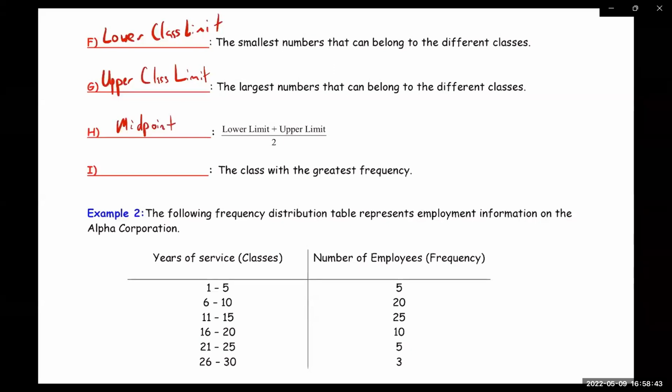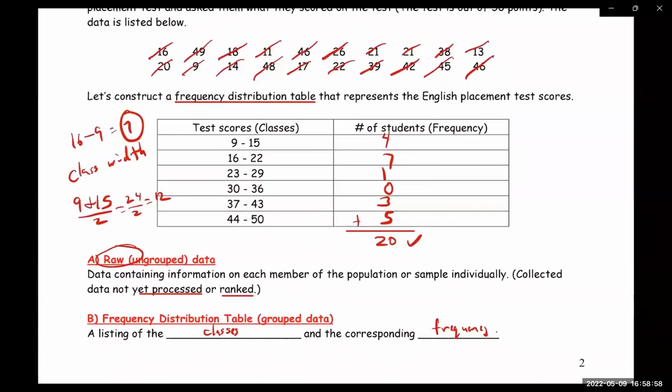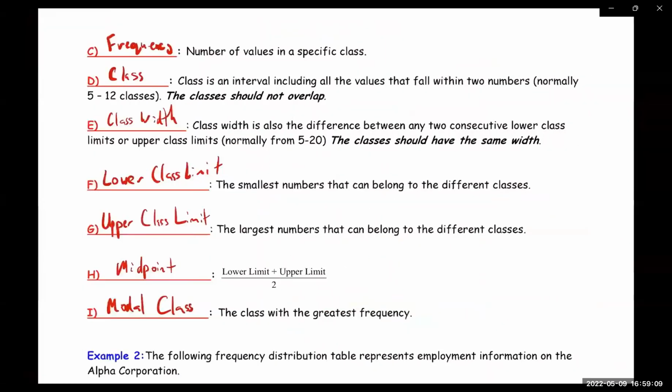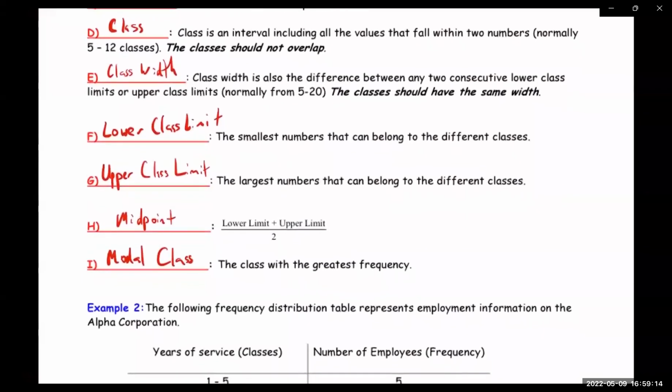The class with the greatest frequency, that is called the modal class. So whichever has the highest frequency is called the modal class. So over here, this would be the modal class, 16 to 22, because 7 is the highest number in this frequency list. So that would be the modal class, 16 to 22. All right, so those are just definitions.